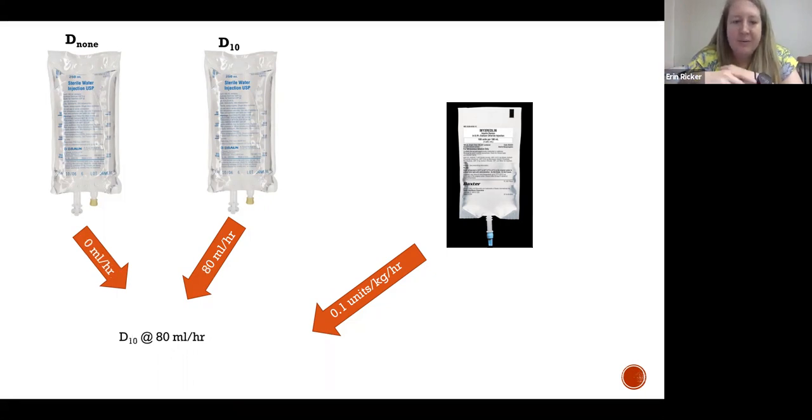Finally, as they get down less than 200, we'll need all the D10, so we can switch to 80 mLs per hour of that D10 component and have our D none currently off. So getting 80 mLs per hour of this. For some patients, you might have to even fine tune a little bit further, doing like 75% of one or the other, depending on what their sugars do. But again, this just makes it so that you don't have to order a ton of fluid bags from the pharmacy.